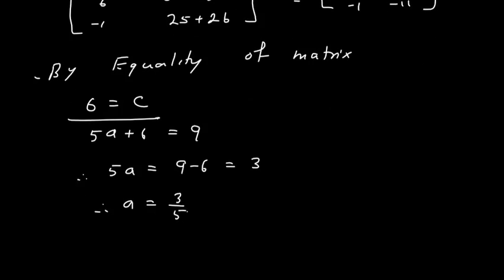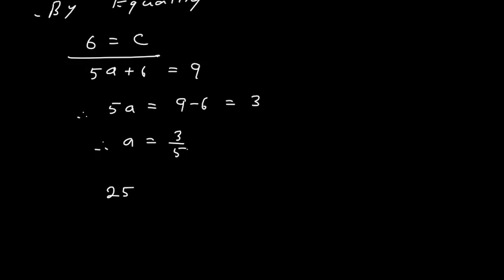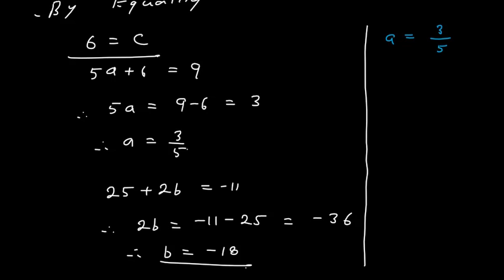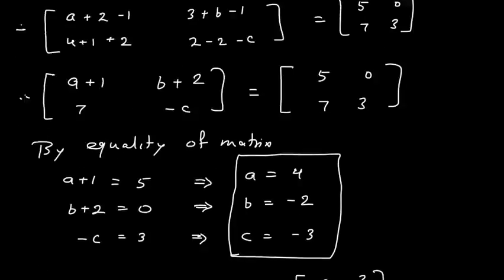And 25 plus 2b is equal to minus 11. Therefore the value of 2b is minus 11 minus 25, which is equal to minus 36. So the value of b will become minus 18. Okay, so the value of b is minus 18. Finally we can say that the value of a is 3 divided by 5, the value of b is minus 18, and the value of c is plus 6. So we got the values of a, b and c, right?